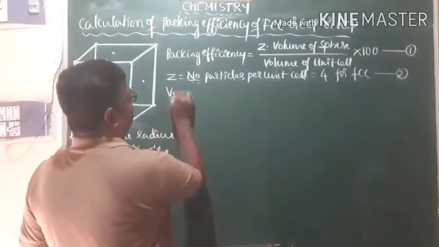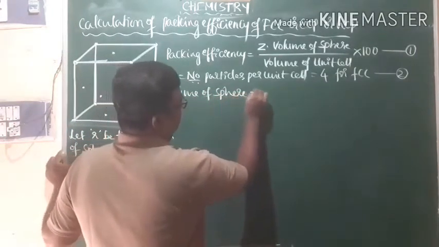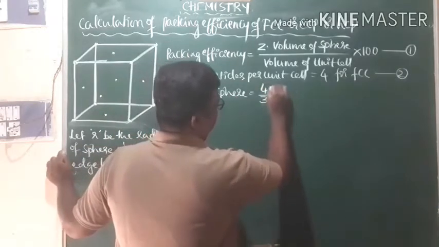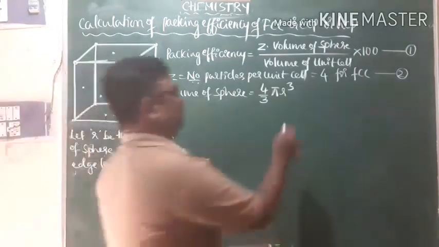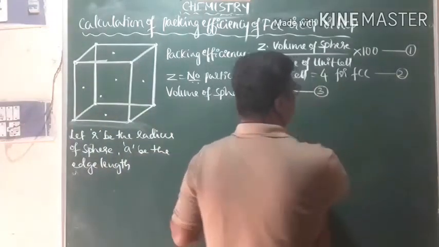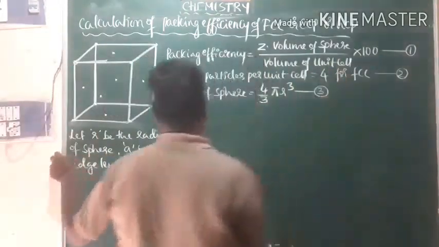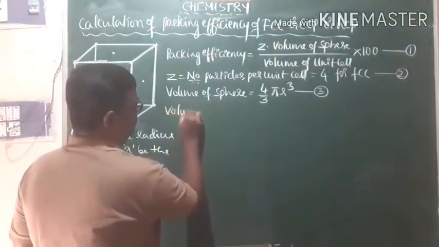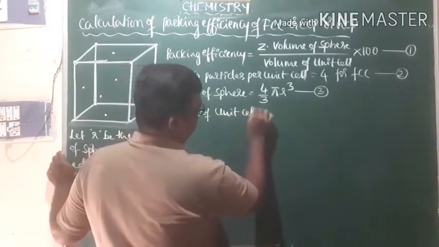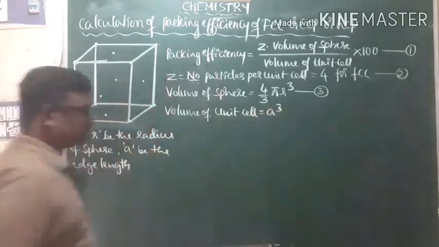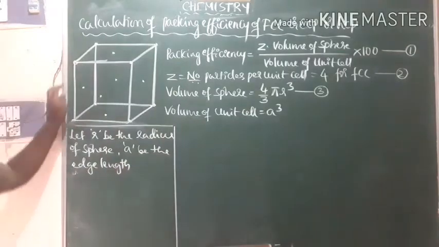What is the volume of a sphere? Volume of sphere is equal to 4 by 3 pi r cube. That is also known to you. Call it equation 3. So the numerator is this, and the denominator is the volume of the unit cell, that's equal to a cube. If you substitute all these things, you are going to get packing efficiency.